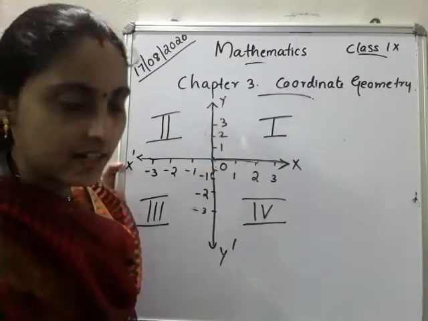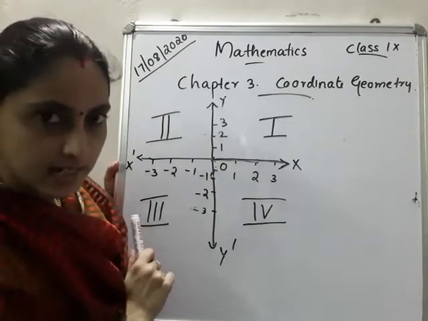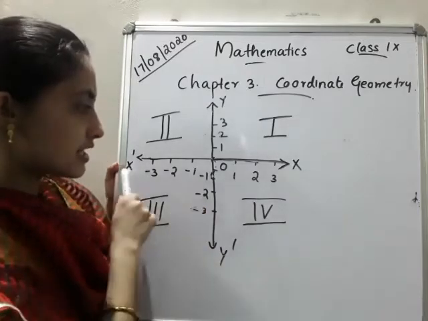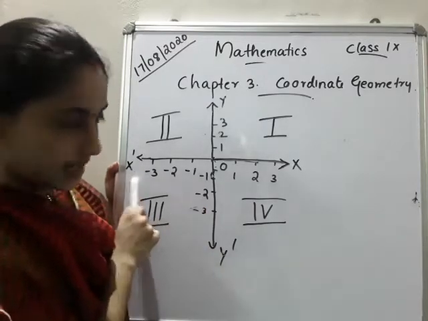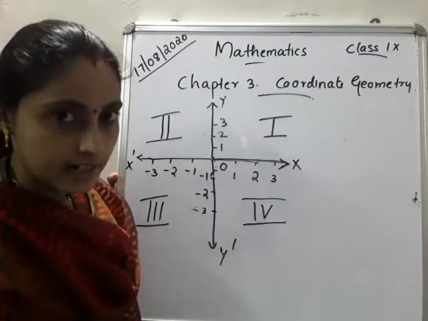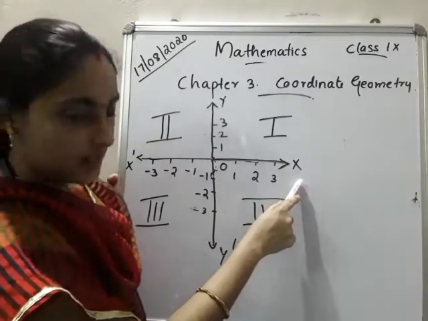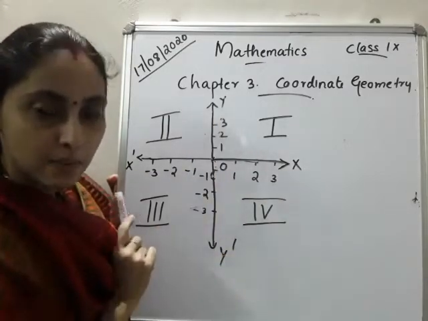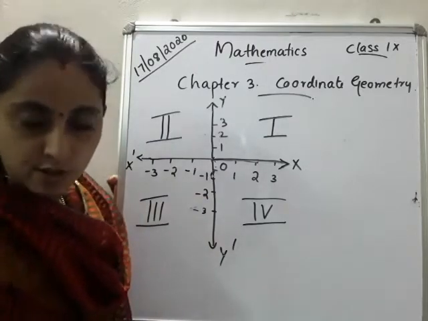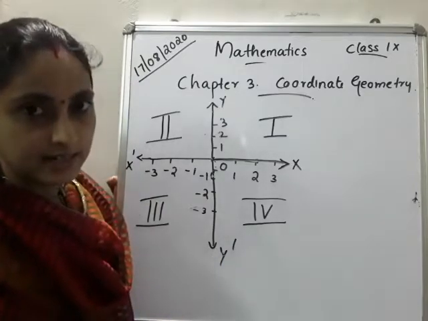Then, can you say what OX dash will be? Yes, OX dash is the negative x axis, and OY dash is the negative y axis. So OX is the positive x axis, OY is the positive y axis, OX dash is the negative x axis, and OY dash is the negative y axis.